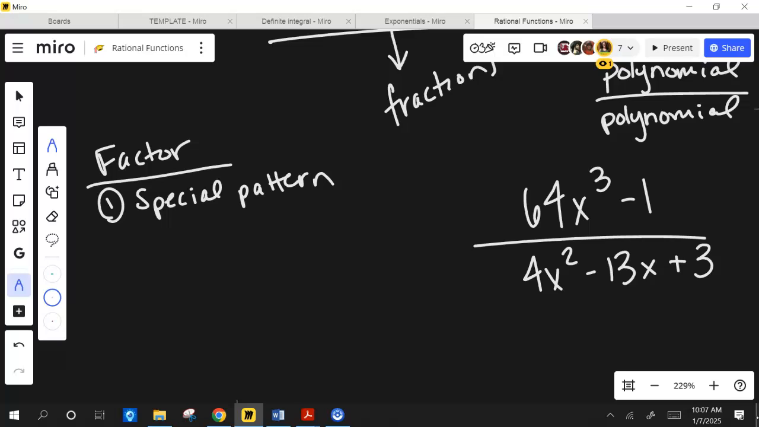I know it's been a while. For some of you, it's been, what, a year and a half? For some of you, not so long. But those special patterns that we talk about, we've got a difference of squares.